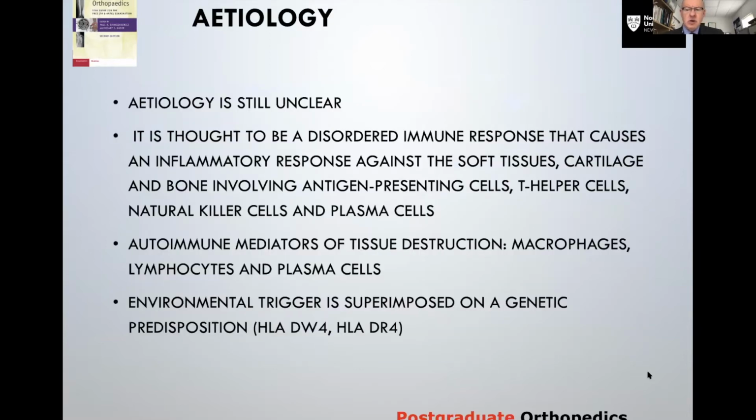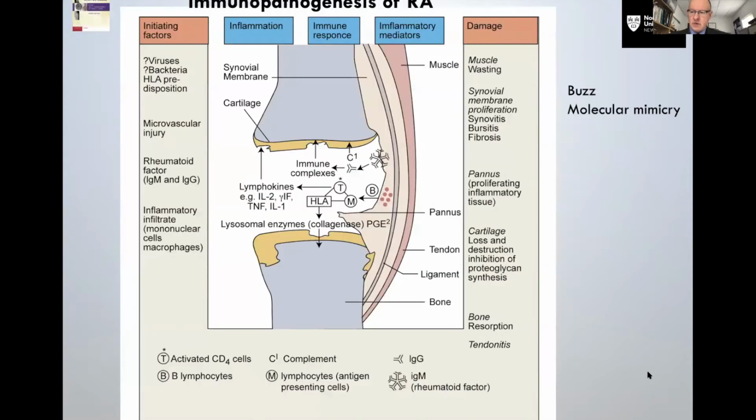The etiology of rheumatoid arthritis is still unclear. It is thought to be a disordered immune response that causes an inflammatory response against the soft tissues, cartilage, and bone, involving antigen-presenting cells, T helper cells, natural killer cells, and plasma cells. The autoimmune mediators of tissue destruction include macrophages, lymphocytes, and plasma cells. There is an environmental trigger which is superimposed on a genetic predisposition.